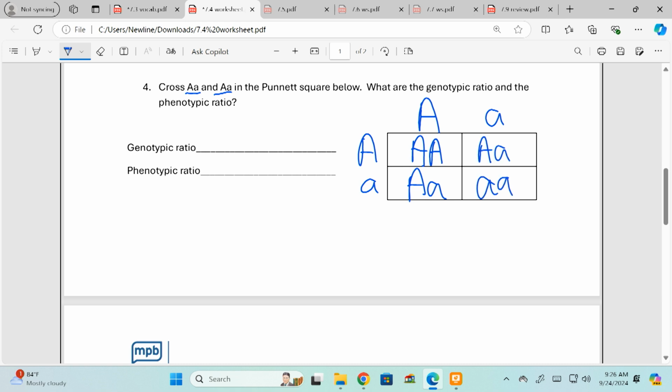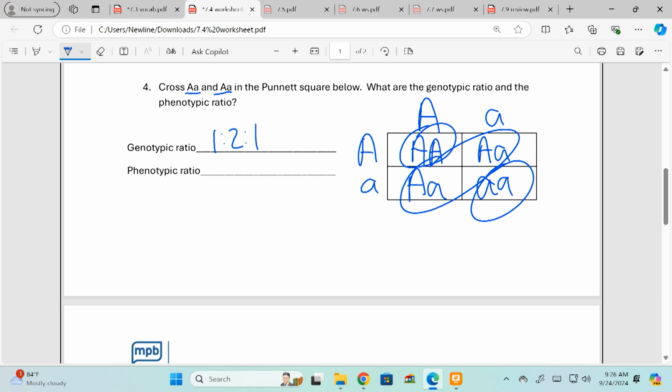Okay, so once the genotypic ratio first, how many different combinations of genes do we see here? Well, I see 1 that's homozygous dominant, I see 2 that are heterozygous, and I see 1 that's homozygous recessive. So we would write this as 1 to 2 to 1. Okay, that's the genotypic ratio.